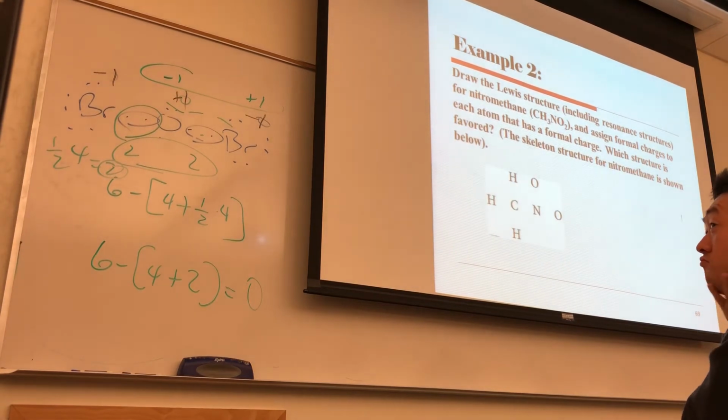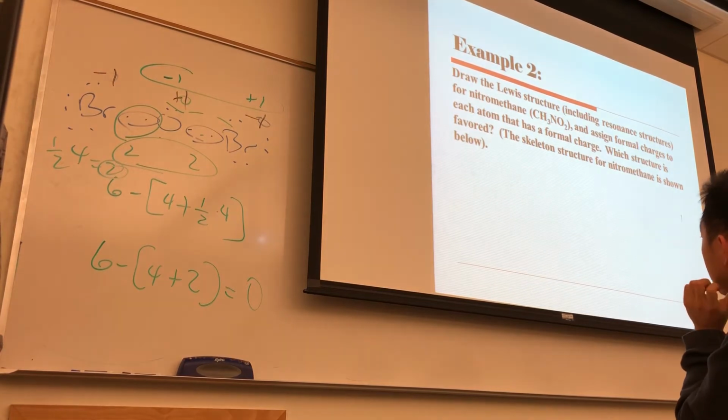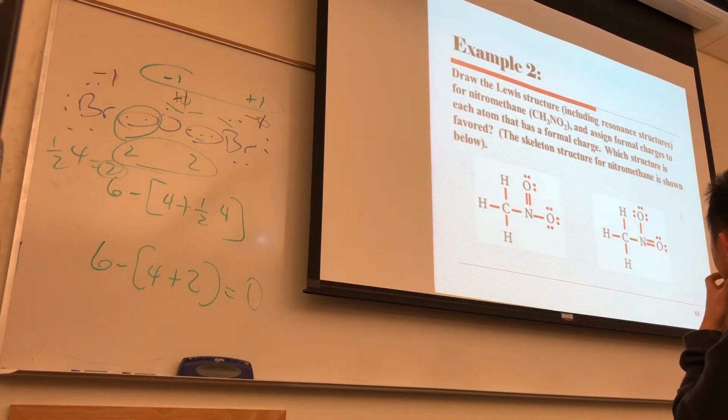Let's try another one. We have just enough time to finish this. Draw the Lewis structure, including resonance structures. Let's take a look at those. So which structure is favored here? Do I need to worry about the hydrogens here? No.